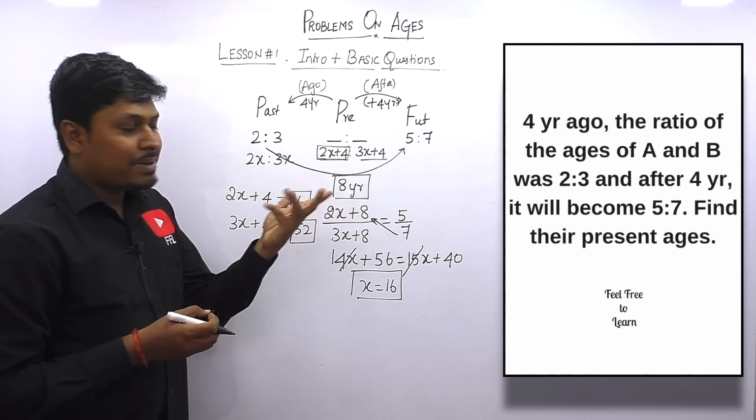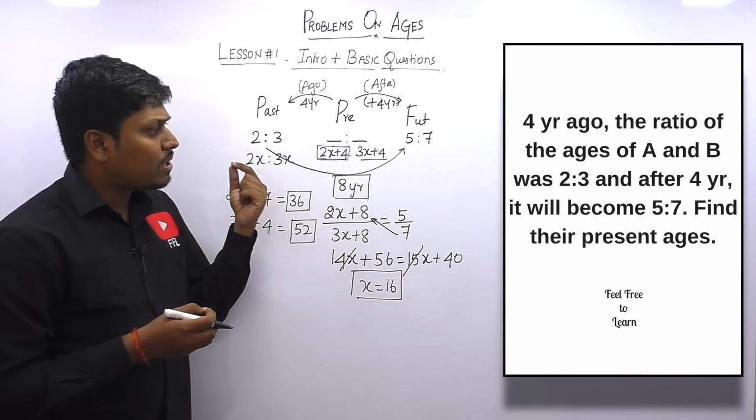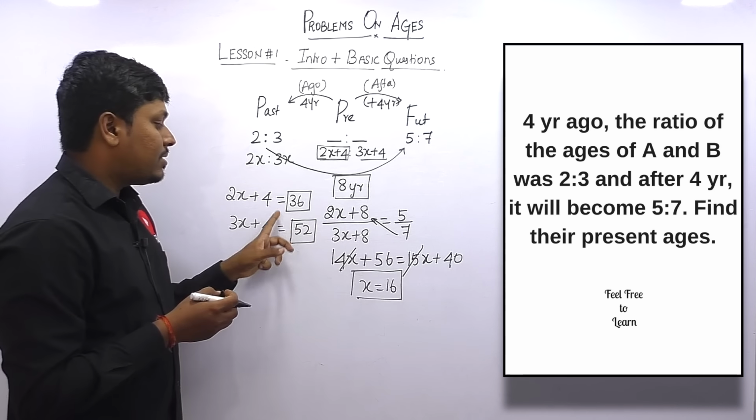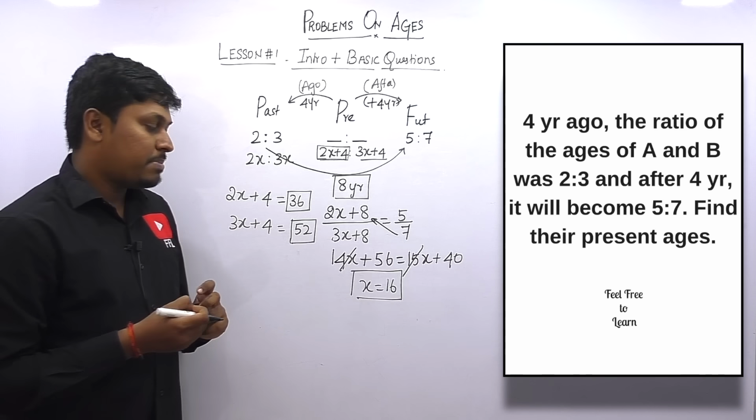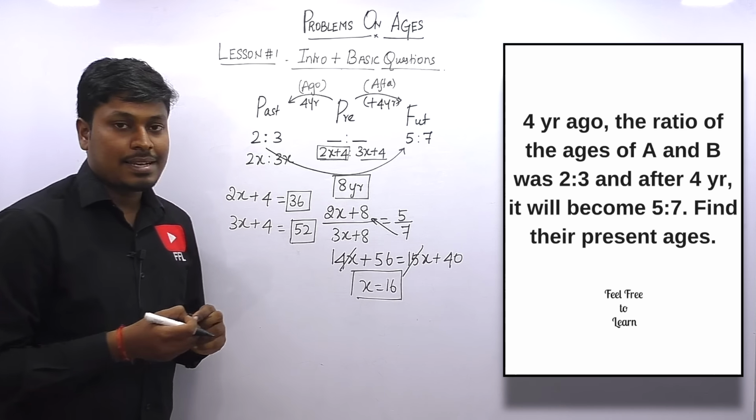It's really to find their present ages. They are asking about the present age. They are not asking about the ratio. They are asking about the present age of both the persons. So the present ages of both persons are 36 and 52.